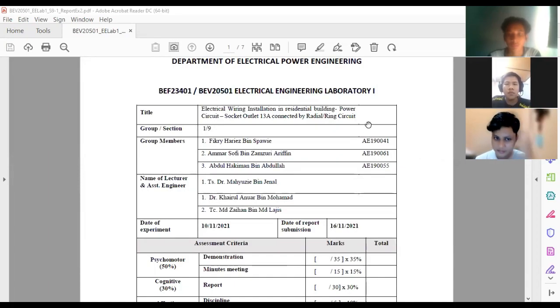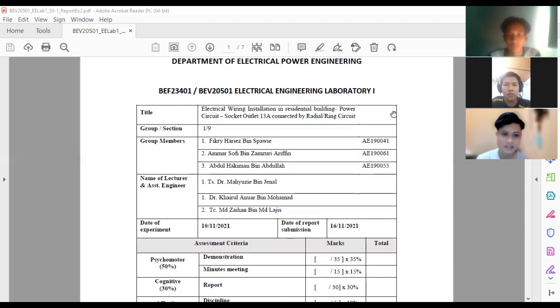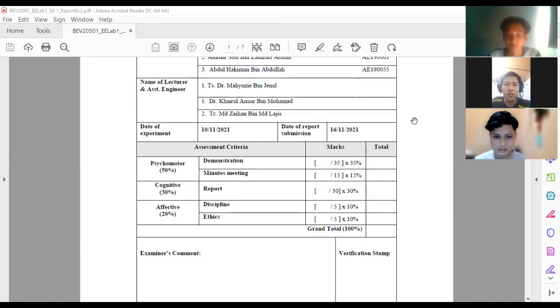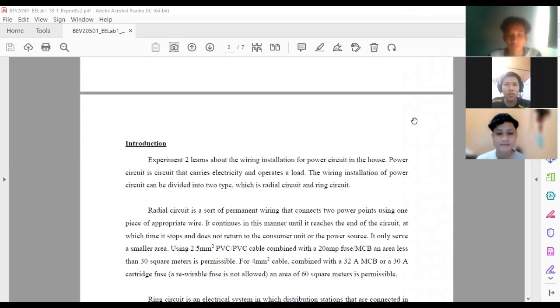Today, my group from Group 1 and Section 9 wants to present our experiment 2 for this project. The title given is Electrical Wiring Installation in Residential Building, Power Socket Outlet 13 ampere connected by radial and ring circuit. Here are my members: Ahmad Sofi bin Zubir Arifin, Abdul Hakiman bin Abdullah, and me, Fikaris bin Spali. I will pass to Abdul Hakiman to explain the introduction.